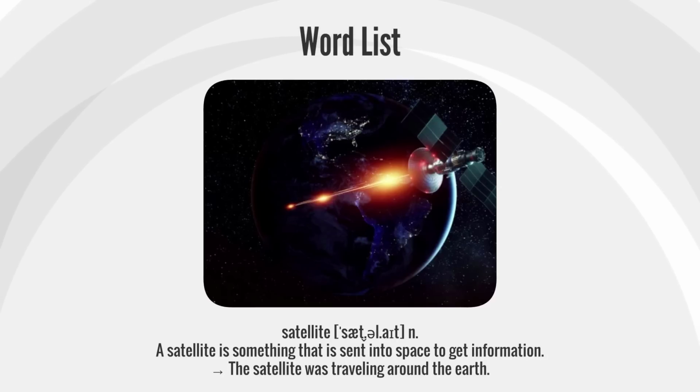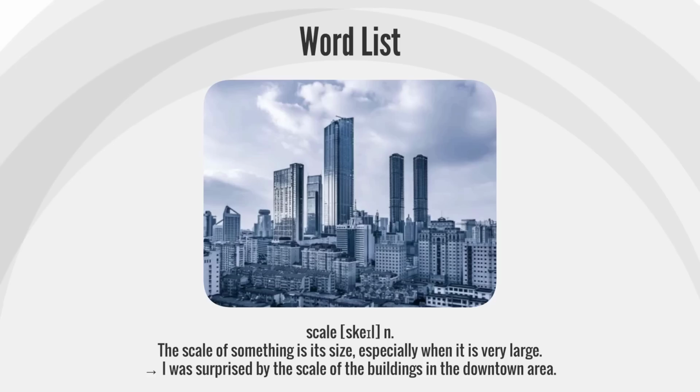Satellite. A satellite is something that is sent into space to get information. The satellite was traveling around the Earth. Scale. The scale of something is its size, especially when it is very large. I was surprised by the scale of the buildings in the downtown area.